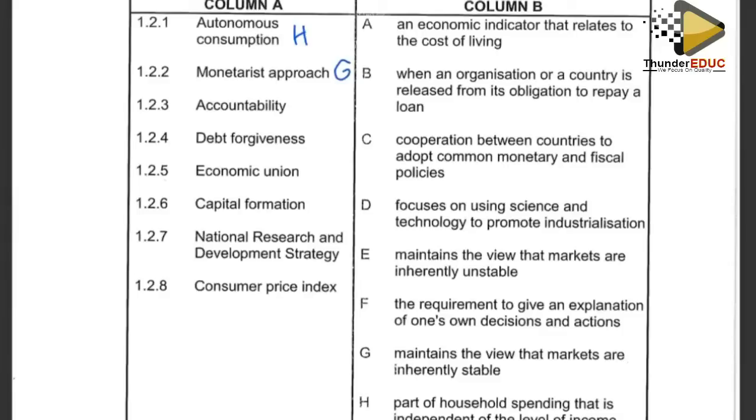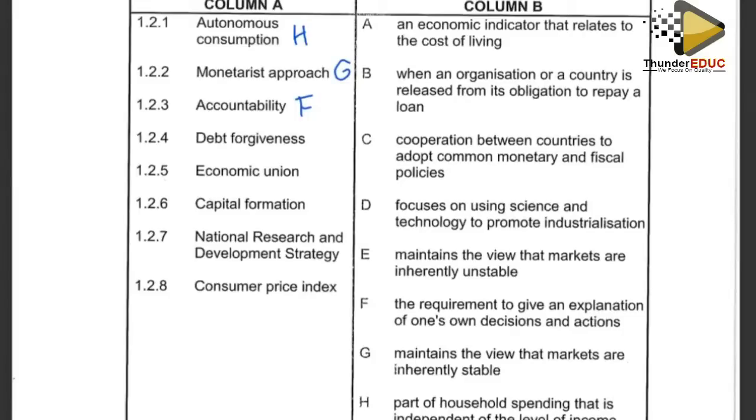So now if we check the list of options given in column B, the appropriate answer in this regard is going to be F. Okay, thank you, great talks. Now let's move on to the next question, which is 1.2.4. So 1.2.4 reads as follows: debt forgiveness.